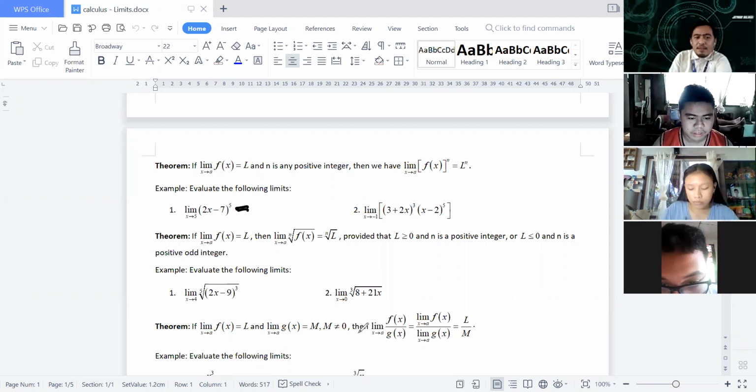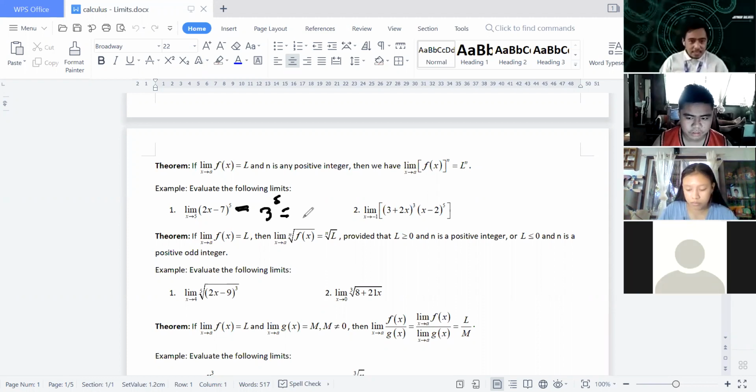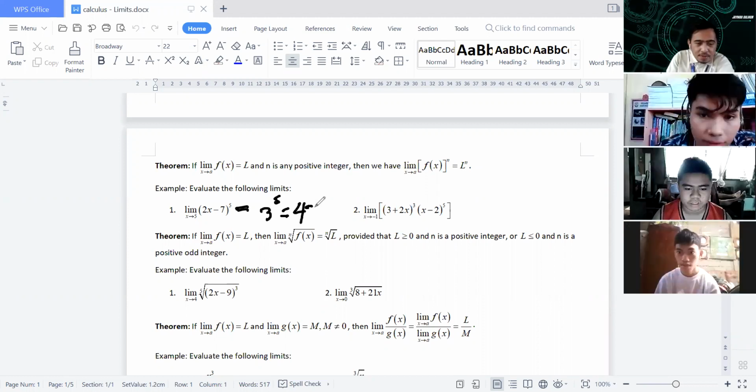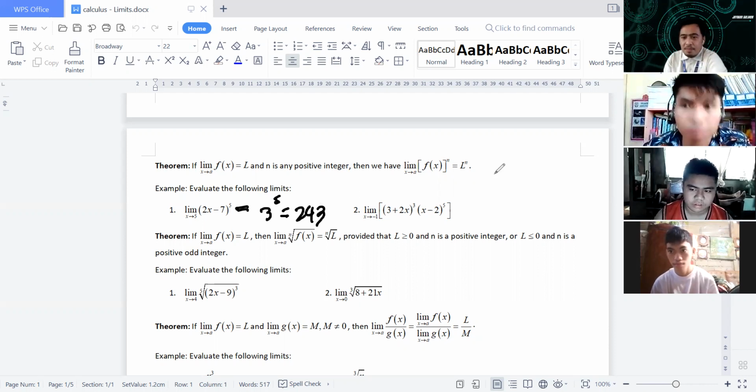3, sir. So it should be 3 raised to 5. Got it? So what's the answer of 3 raised to 5 in your calculator? 243, sir. Because 3, 9, 27, 81, 243, right?